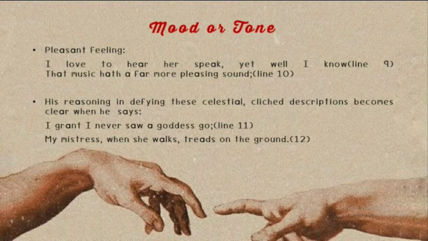Line 10. His reasoning for defying this celestial cliché description becomes clear when he says, I grant I never saw a goddess go. Line 11. My mistress, when she walks, treads on the ground. Line 12.